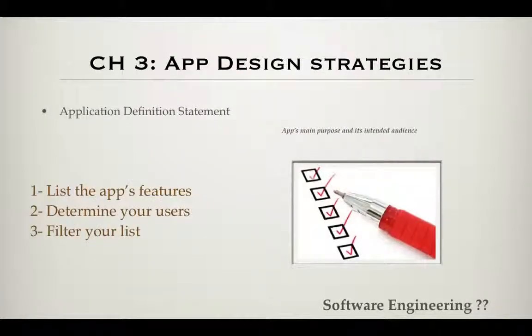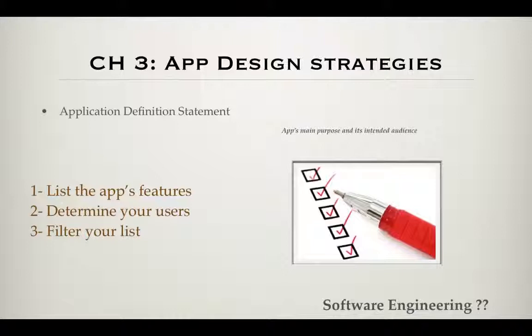Now we move to chapter 3. Chapter 3 tells you how to design your application. Not the usual design of the interface, no, but how to create an application. There are 3 steps for that. List the application features, then determine your users.